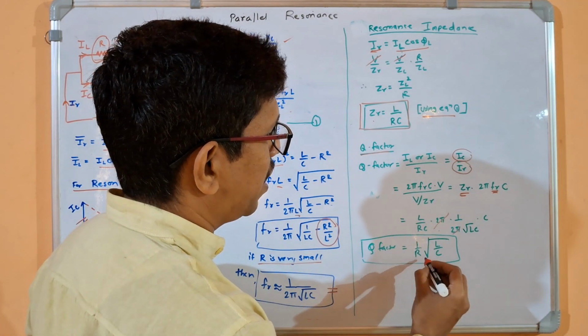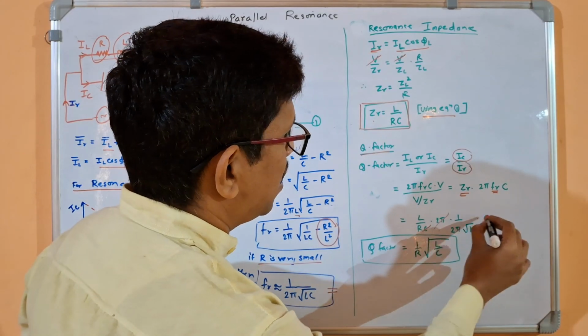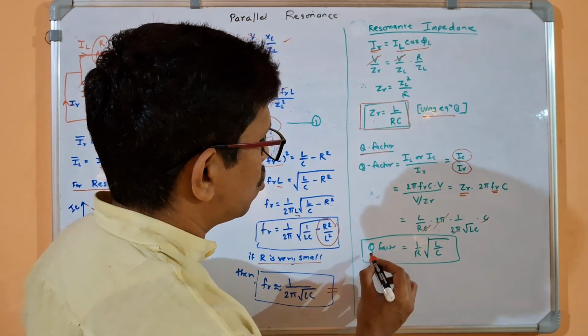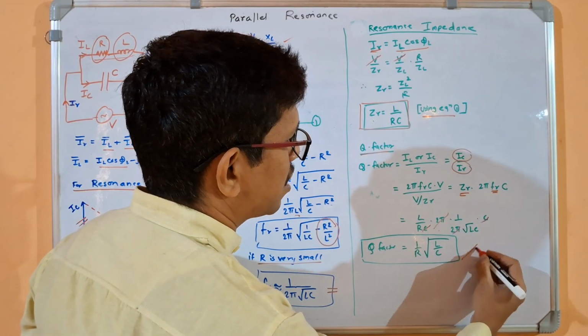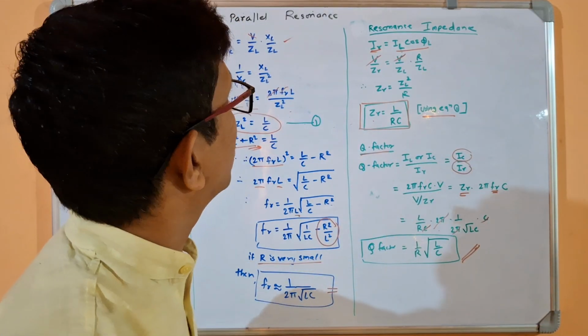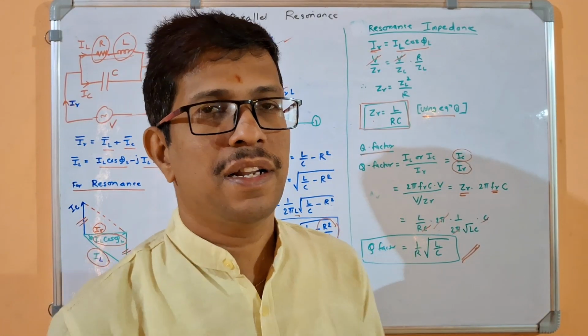root L will get cancelled. This C and this C is getting cancelled over here. So Q factor is equal to 1 by R under root of LC. That is the final expression for Q factor. So this ends your parallel resonance.